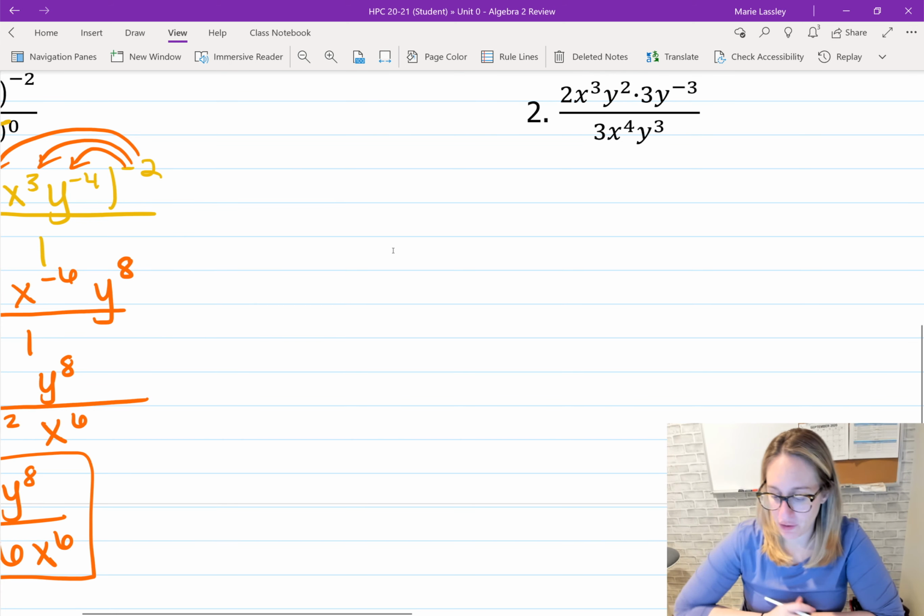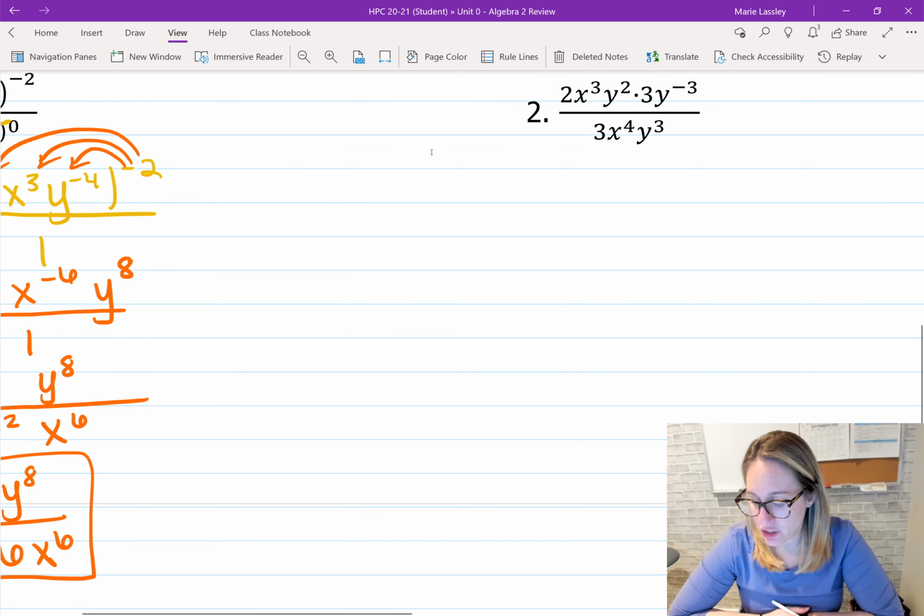All right, so for this one, I don't have any 0 exponents. Bummer, because that is much easier. All right, we got rid of that whole denominator in that first one. But I do have some things that I can go ahead and take care of first.